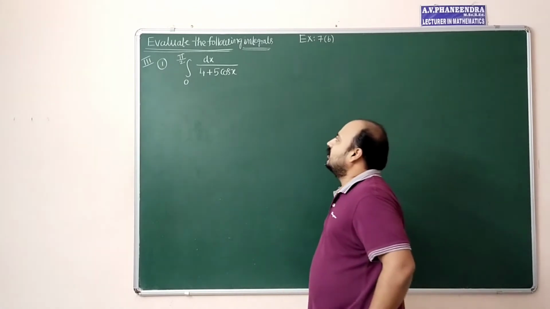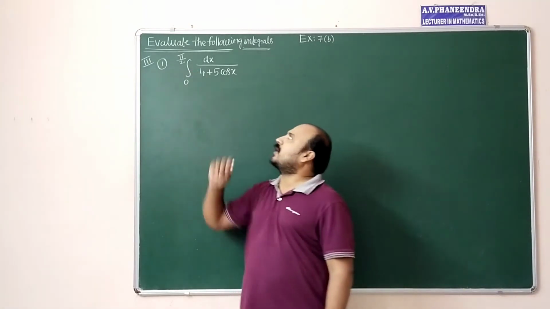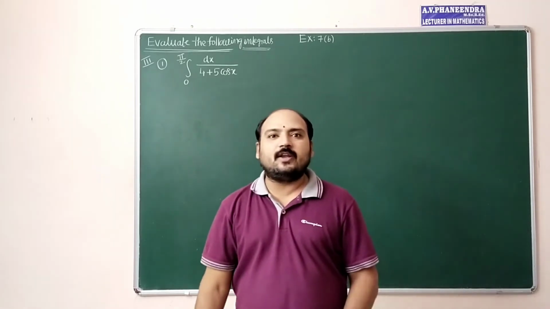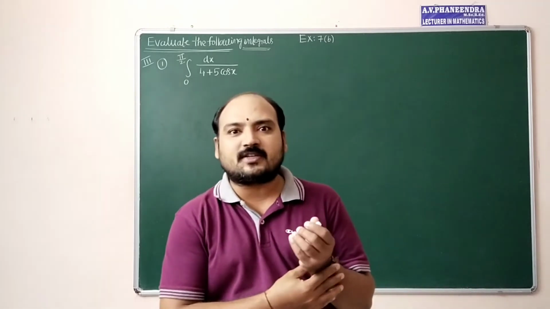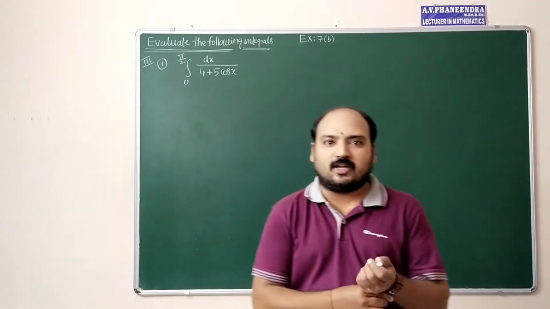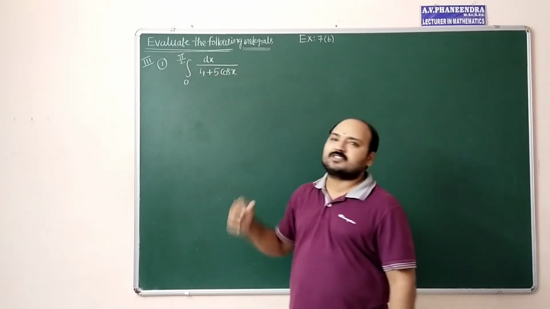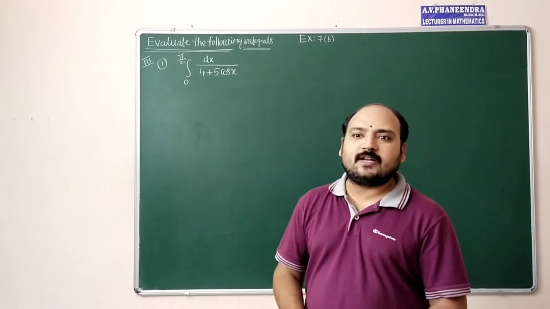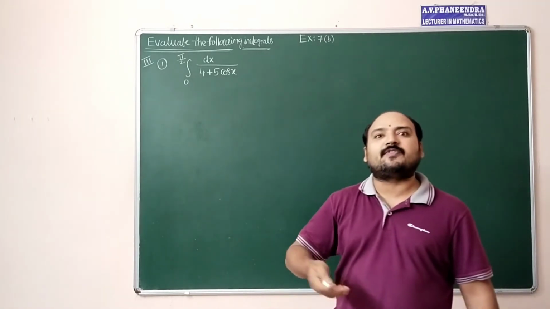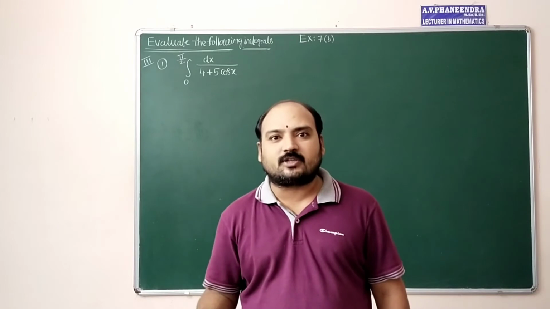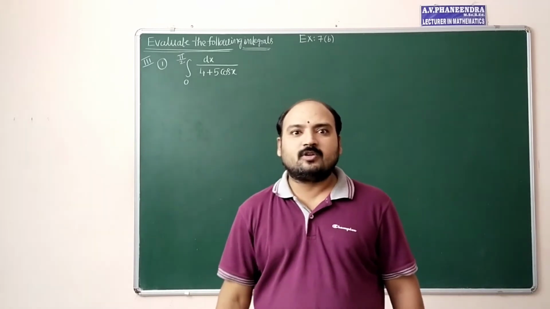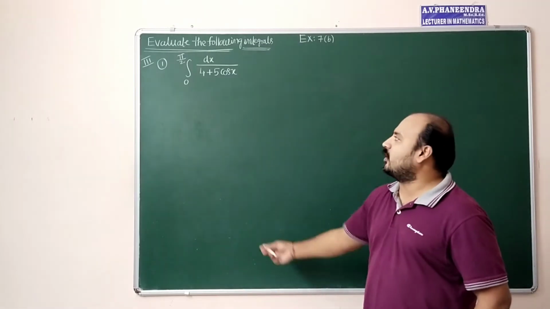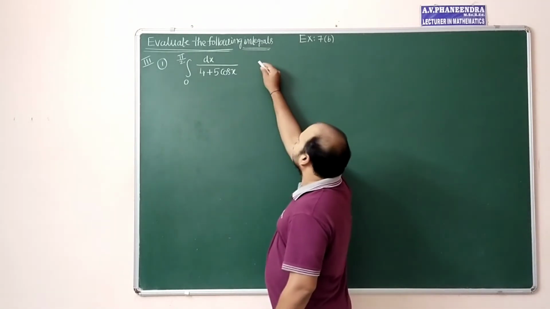The first question here: evaluate the integral from 0 to pi by 2 of dx by 4 plus 5 cos x. In indefinite integration sessions, we discussed how to evaluate integrals of the type 1 by a plus b cos x into dx. To evaluate these, we consider cos x in terms of tan x by 2: 1 minus tan square x by 2 by 1 plus tan square x by 2. Then tan x by 2 equal to t, then dx is equal to... This is the procedure we follow there. So here also the same procedure.